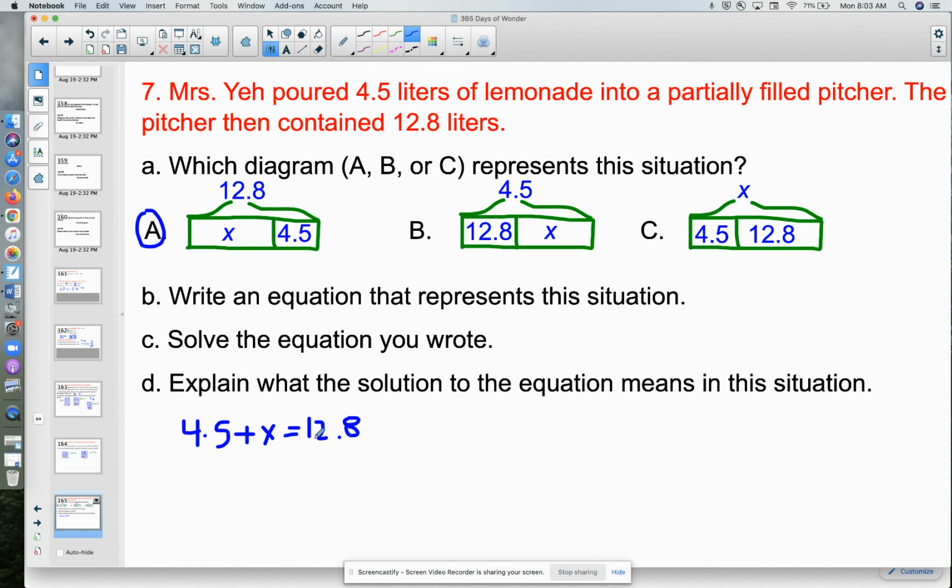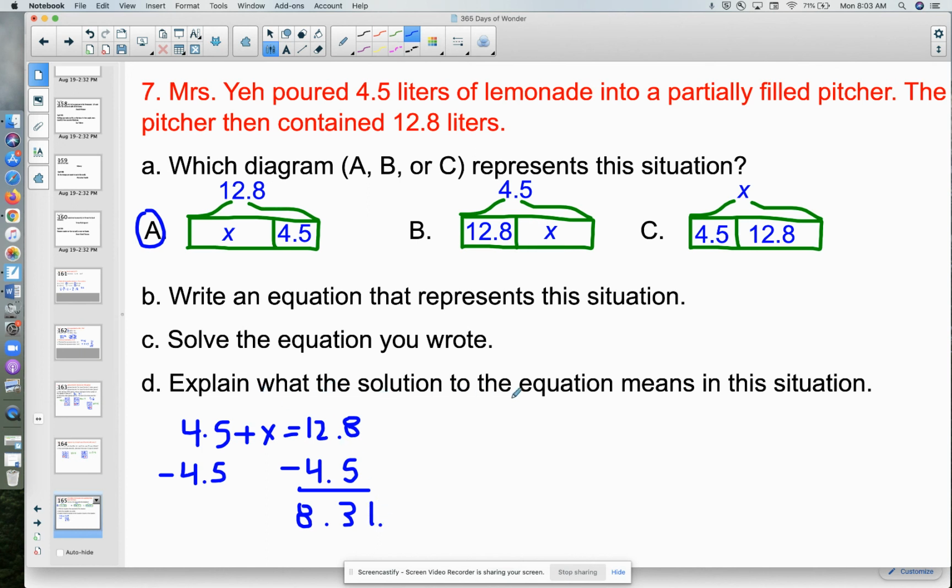And then solve the equation you wrote. So we're going to solve it. The opposite of that is subtraction. We want to leave X by itself. That is what? 8.3? 8.3 liters.